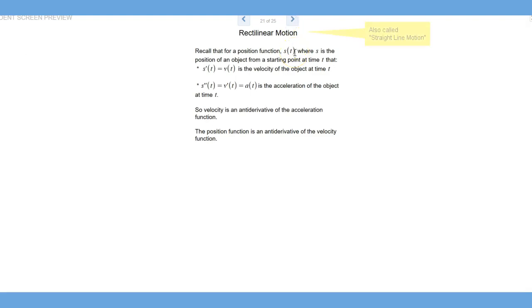So the last topic in this section is rectilinear motion. We've seen that before. Remember that for a position function, its derivative is the velocity, and its second derivative is the acceleration of the object. So if you're given the acceleration function, you can find the velocity by finding its antiderivative. And likewise, you can find the position function by finding the antiderivative of the velocity.